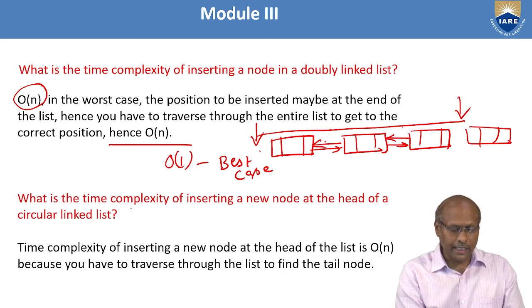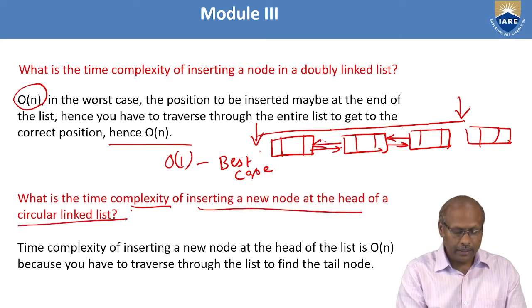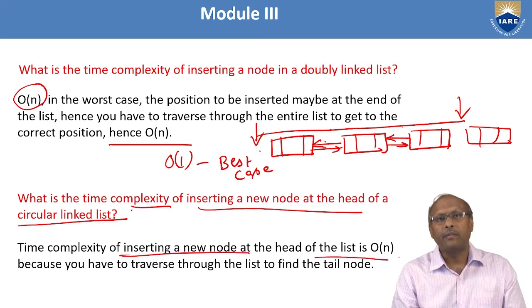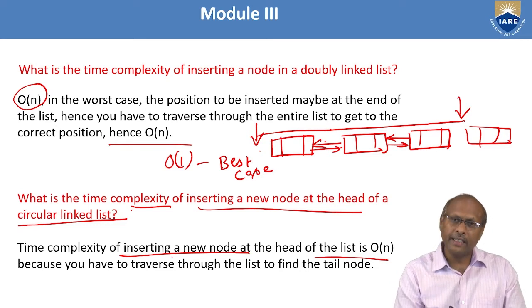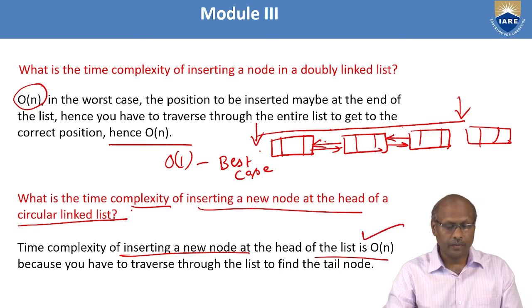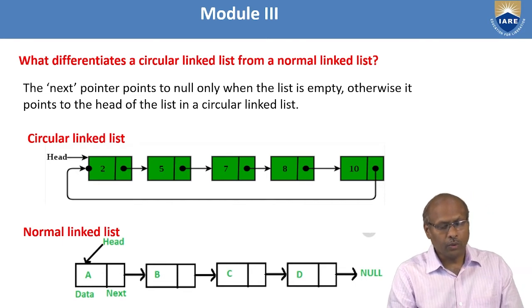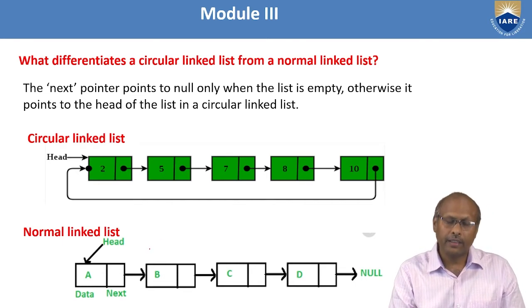Then they may ask a question: what is the time complexity of inserting a new node at the head of a circular linked list? The time complexity for inserting a new node at the head of a circular linked list is order of n, because you have to traverse to the beginning again. From the tail you have to come around, so inserting a node at the head is order of n. Similarly, they may ask a question: what is the difference between a circular linked list and a normal linked list?